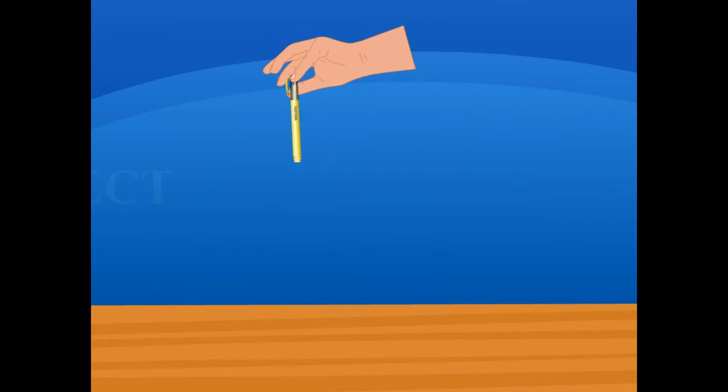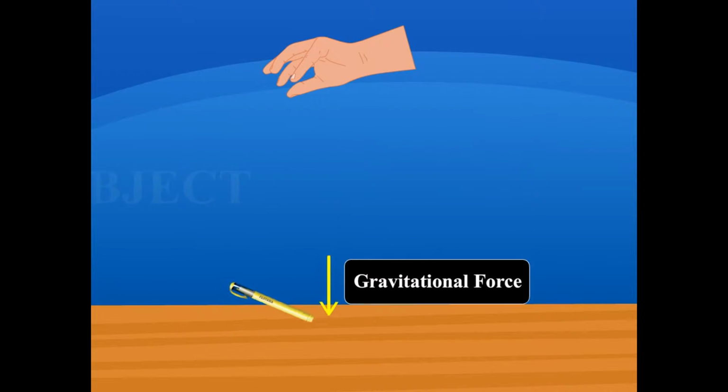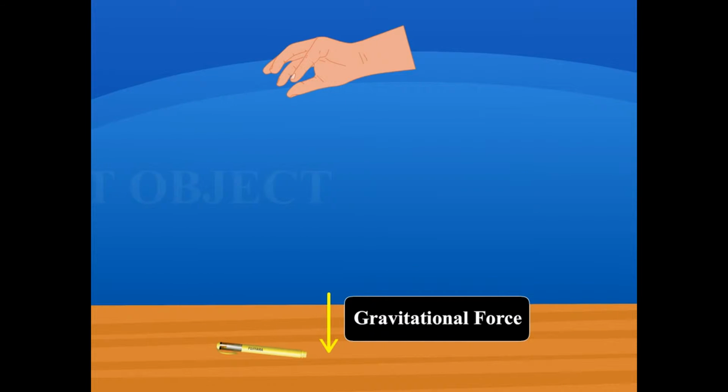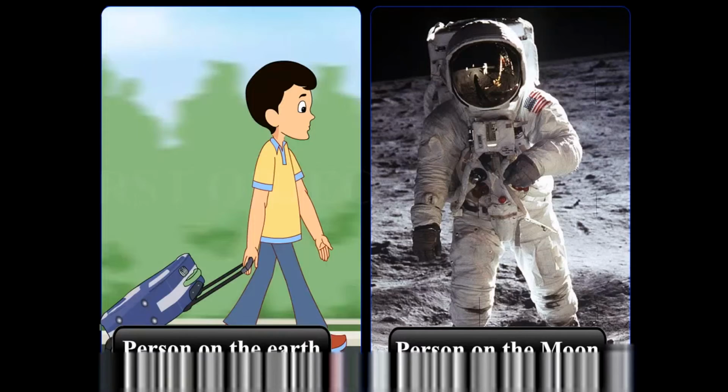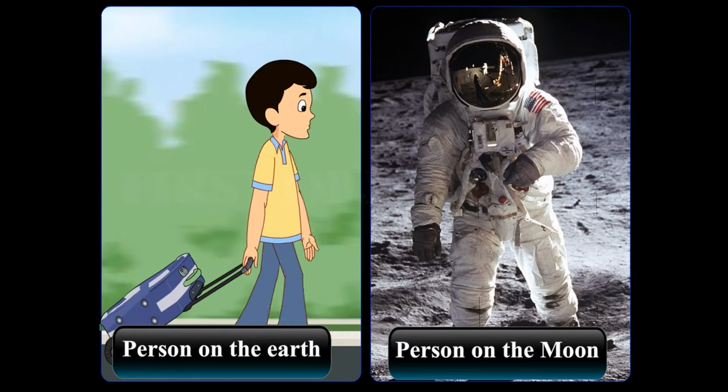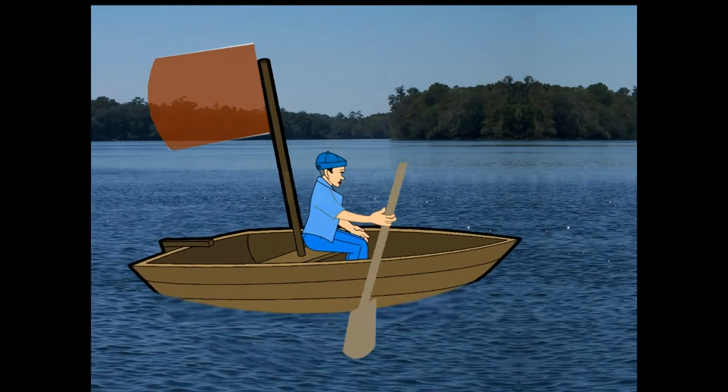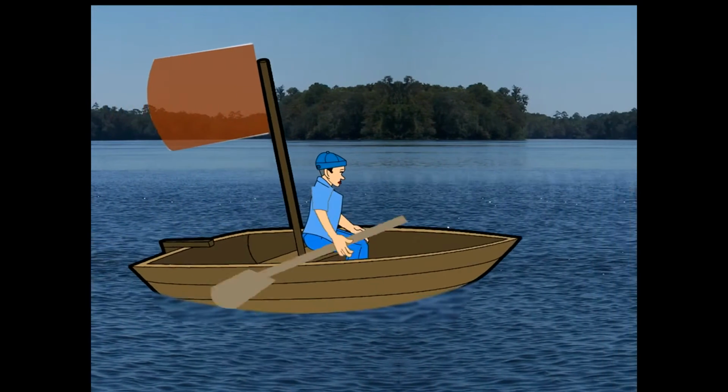We shall discuss the motion of objects under the influence of gravitational force on the earth. We shall study how the weight of a body varies from place to place. We shall also discuss the conditions for objects to float in liquids.